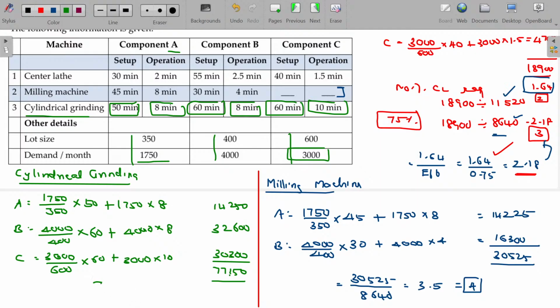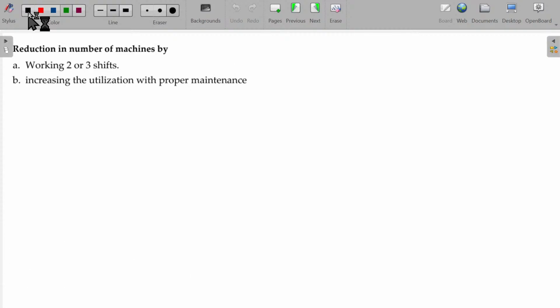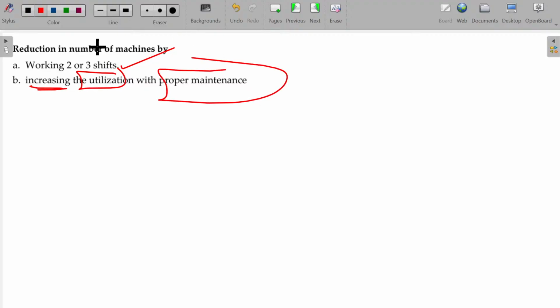Now what is the number of machines required? So productive hour available, minutes available being only 8,640. Then whole number being 9. So you can give the suggestion this way. How can we minimize? Working 2 to 3 shifts, you can minimize the number of machines required, or increase the utilization with proper maintenance also.